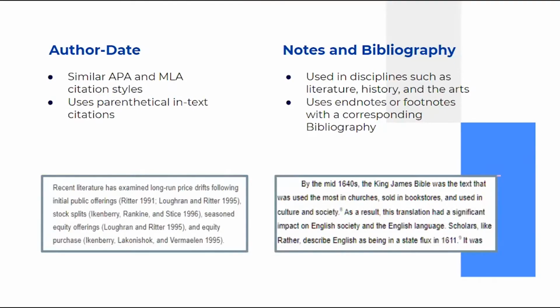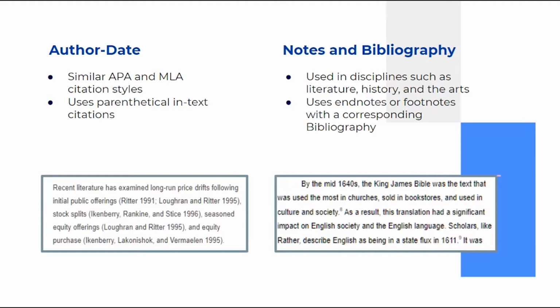So Chicago actually has an author date style, similar to what you'd find with APA and MLA, in that it uses a parenthetical in-text citation. It's not the most common use of Chicago, I'll be really honest with you, but it is something that you can do if you wanted to, or if your professor requested that, know that that is an option.